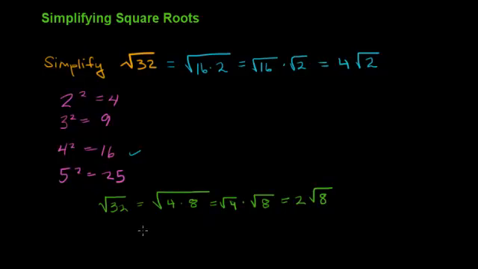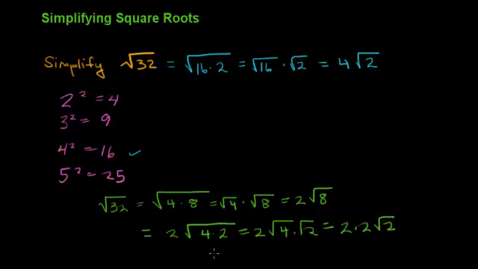So we just continue with this and say, well, that's 2 times the square root of 4 times 2, which is 2 times the square root of 4 times the square root of 2. And again, the square root of 4 is 2. And we end up with the same result, 4 times the square root of 2.